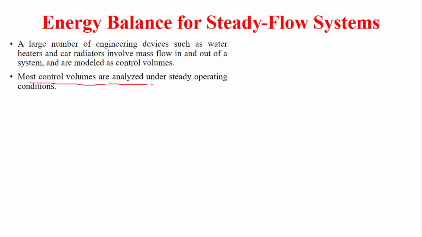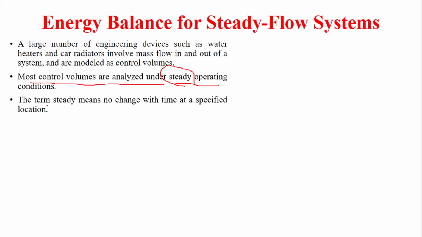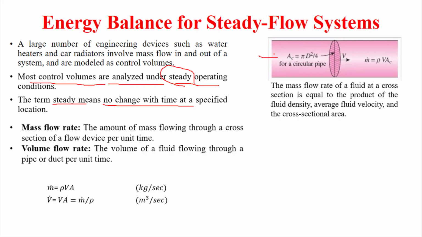Most control volumes are analyzed under steady operation. So usually we assume that the variation with time is steady in terms of temperature. The term steady means no change with time at a specified location. And here is the problem. This is an open system, mass flow in, mass flow out. Mass flow rate, which is m dot, is the amount of mass flowing through a cross section per unit time. So its unit is kilogram per second.